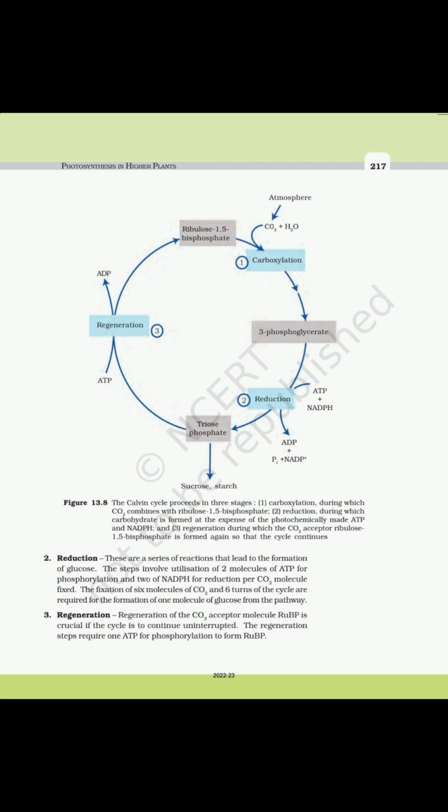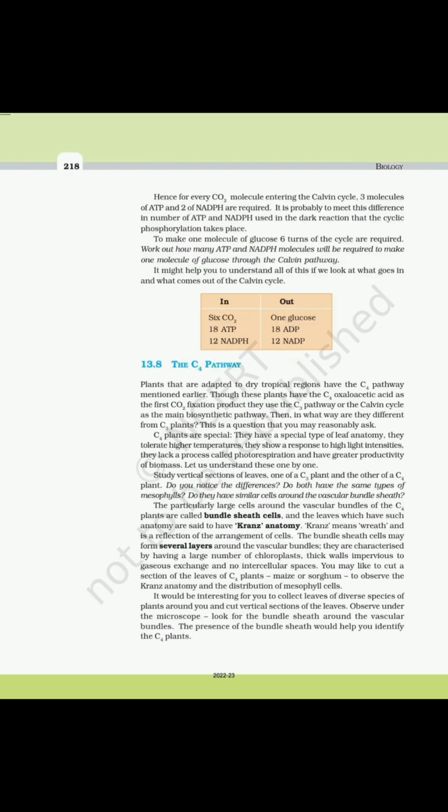3. Regeneration. Regeneration of the CO2 acceptor molecule RuBP is crucial if the cycle is to continue uninterrupted. The regeneration steps require 1 ATP for phosphorylation to form RuBP. Hence, for every CO2 molecule entering the Calvin cycle, 3 molecules of ATP and 2 of NADPH are required. It is probably to meet this difference in number of ATP and NADPH used in the dark reaction that cyclic phosphorylation takes place. To make 1 molecule of glucose, 6 turns of the cycle are required.